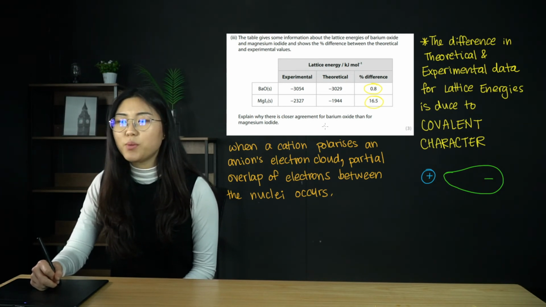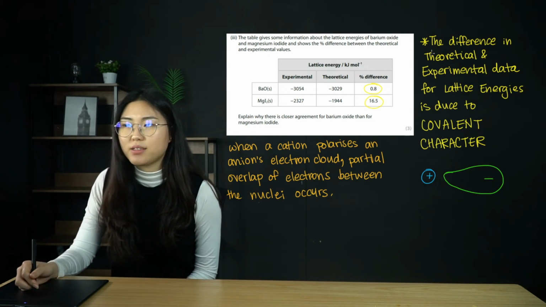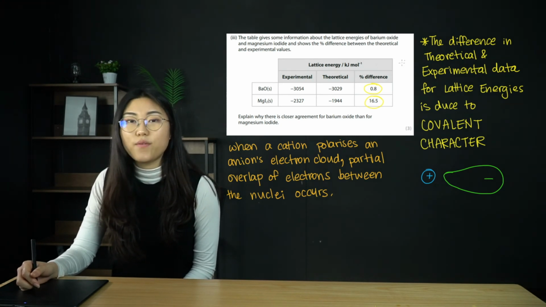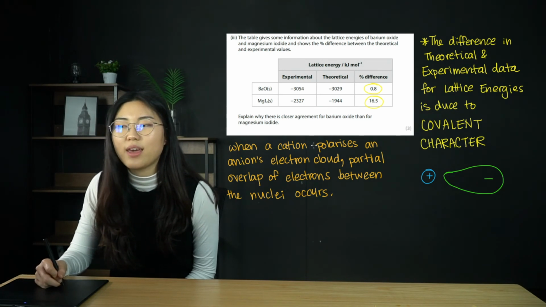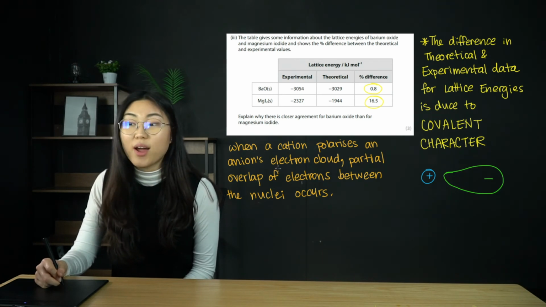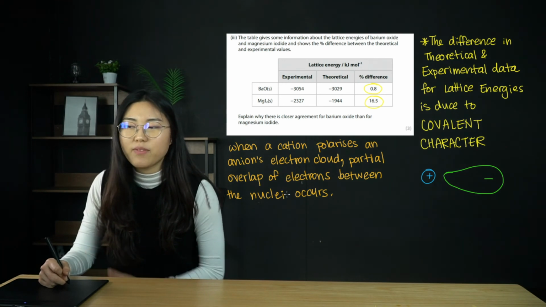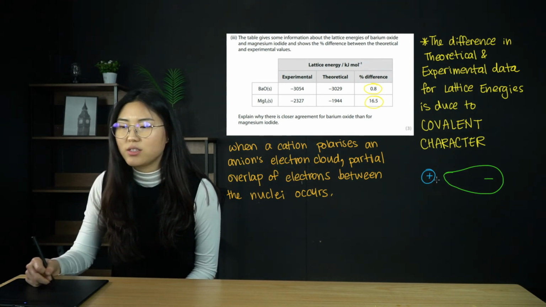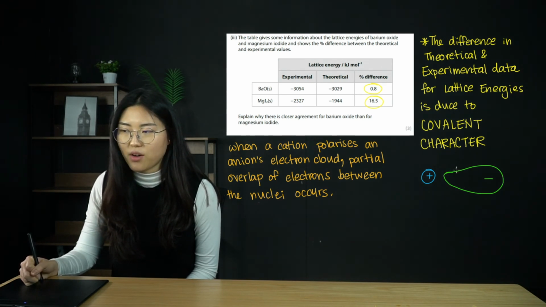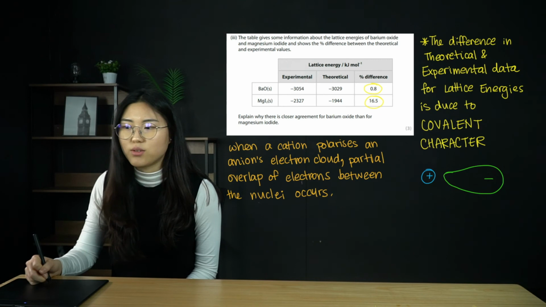So before we look at the specific barium oxide and magnesium iodide, the difference between the theoretical and experimental data for lattice energies is due to the covalent character. Okay, so when a cation, which has a high charge density and is very polarizing, polarizes an anion's electron cloud, the partial overlap of electrons between the nuclei occurs. So as you can see in this diagram, we have the little partial overlap between the nuclei over here, right? Because the cation has polarized this electron cloud of the anion.